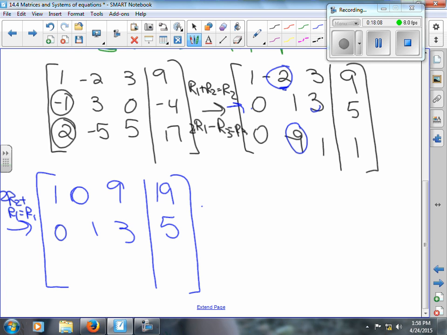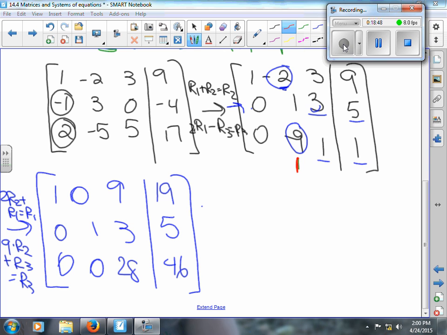Okay, then in order to get a 0 in the third row here, I'm going to take 9 times row 2 and add row 3, and this is my new row 3. So 9 times 0 plus 0 is still 0. 9 times 1 plus -9 is 0. 9 times 3 minus 1 is 26. 9 times 5 minus, wait, I'm adding. This should have been 28. 9 times 5 plus 1 is 46.